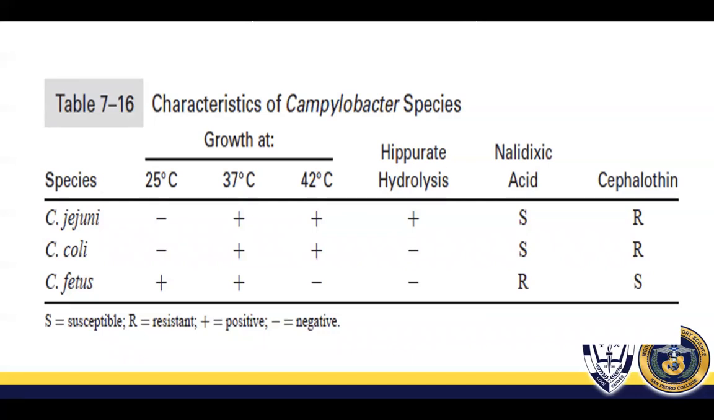To differentiate jejuni and coli, you can perform hippurate hydrolysis. Jejuni is positive for hippurate hydrolysis. For nalidixic acid, both jejuni and coli are susceptible. And for cephalothin, both jejuni and coli are resistant.